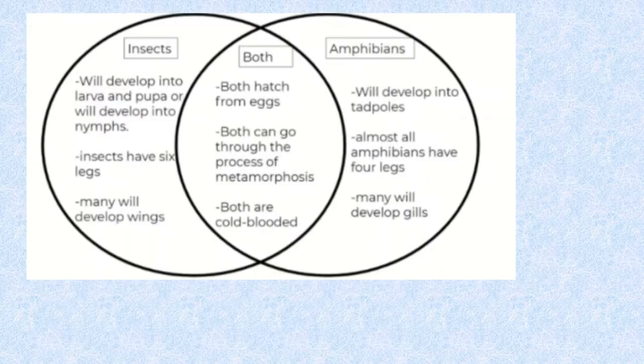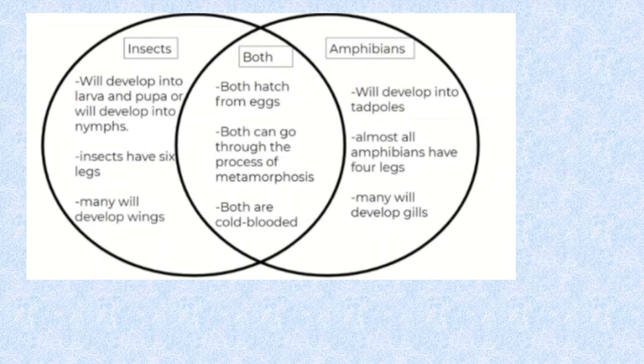Okay, here's a quick comparison between the life cycle of insects and amphibians. So both of them, as you can see from the middle section of this Venn diagram, hatch from eggs. They both go through the process of metamorphosis, although as we know, most insects actually go through the process of incomplete metamorphosis. And both insects and amphibians are cold-blooded.